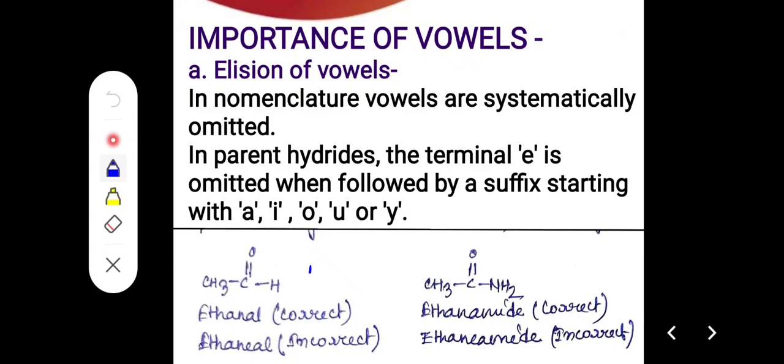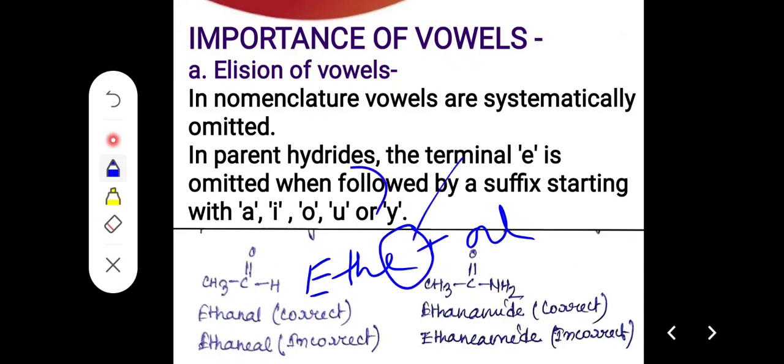we say eth then al, and we get ethanal. So this parent hydride means ethane, eth. The terminal E is omitted when followed by a suffix starting with I, O, U or Y. For example, ethanal: the actual parent compound has eth, plus there should be the suffix al. So this E is omitted, so we ultimately get ethanoic acid, which has the structure CH3COOH.